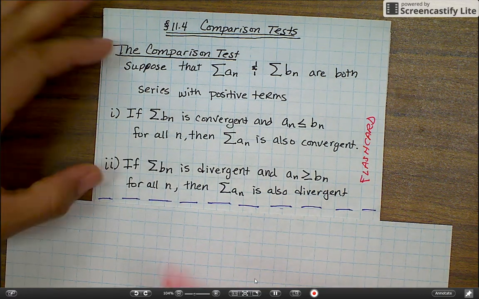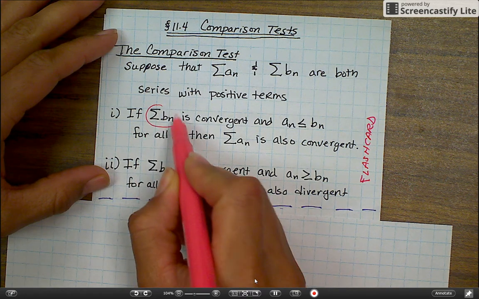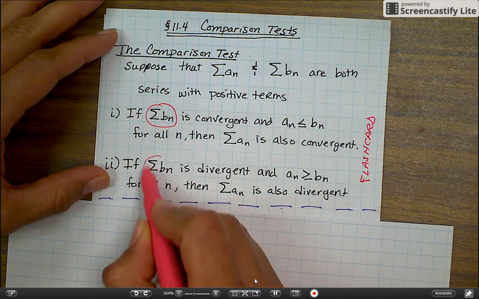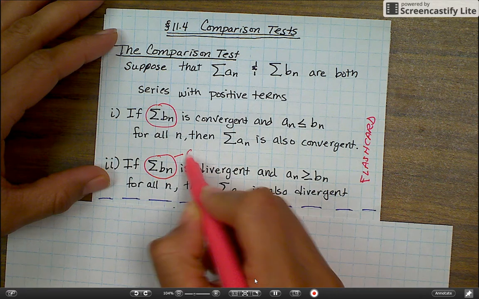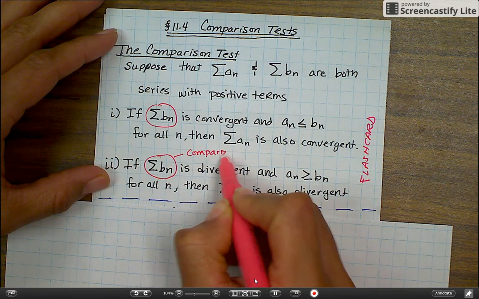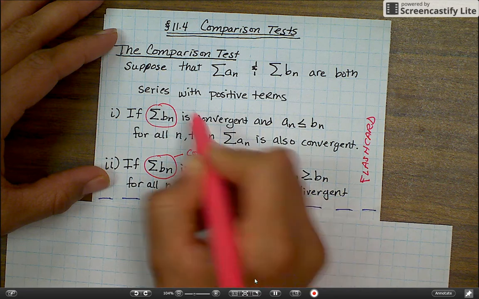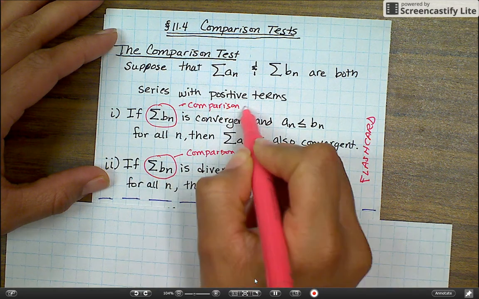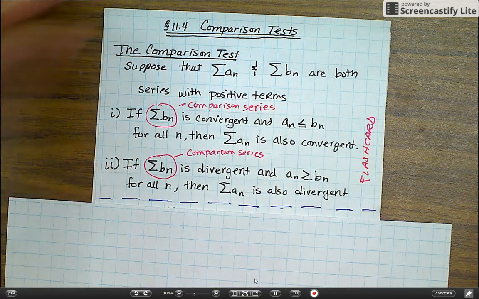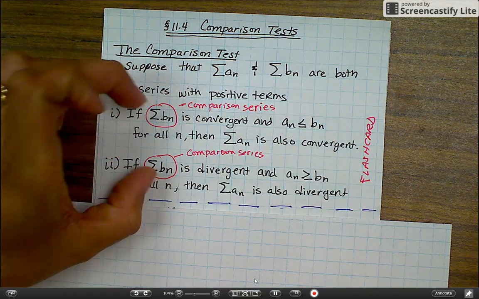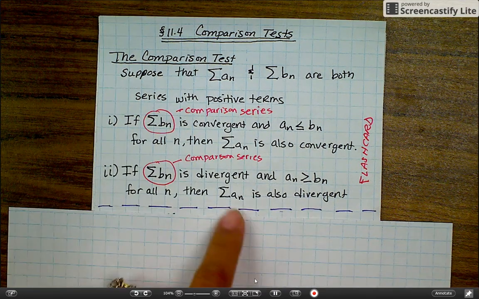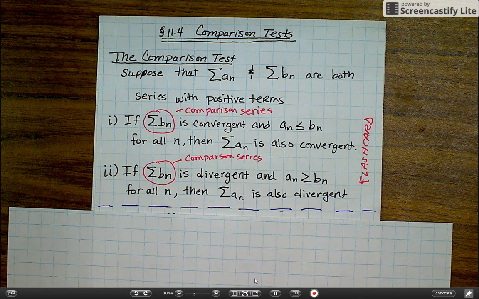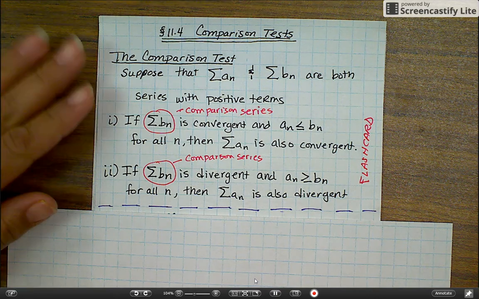Now, this series is the comparison series. You need to know information about Bn in order to conclude something about the series of An. Okay, so Bn is the one that you need to know about. So here is an example.